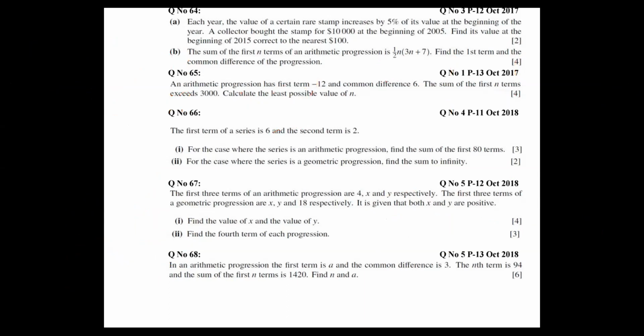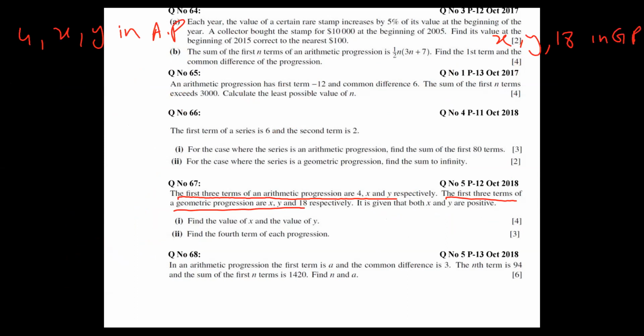Let's start. The first three terms of an AP are 4, x, y. Let me write 4, x, y in AP. He's saying they are in AP. According to the plan, the first three terms of a GP are here, so I'm writing x, y, 18 in GP. One is in AP and one is in GP. He also said that x and y are both positive numbers. So find x and y.